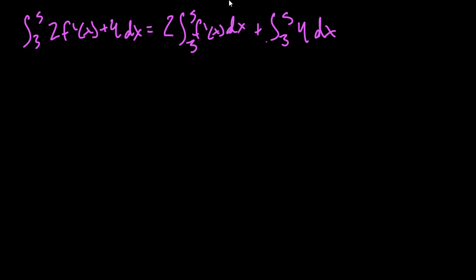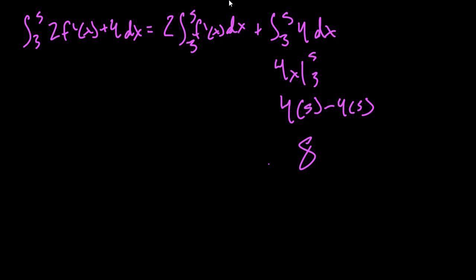Now I say we evaluate this right side integral first because that's an easy one. The integral of 4 is equal to 4x. So we evaluate this from 5 to 3, we get 4 times 5 minus 4 times 3. That is 20 minus 12, right? So that's going to be equal to 8.